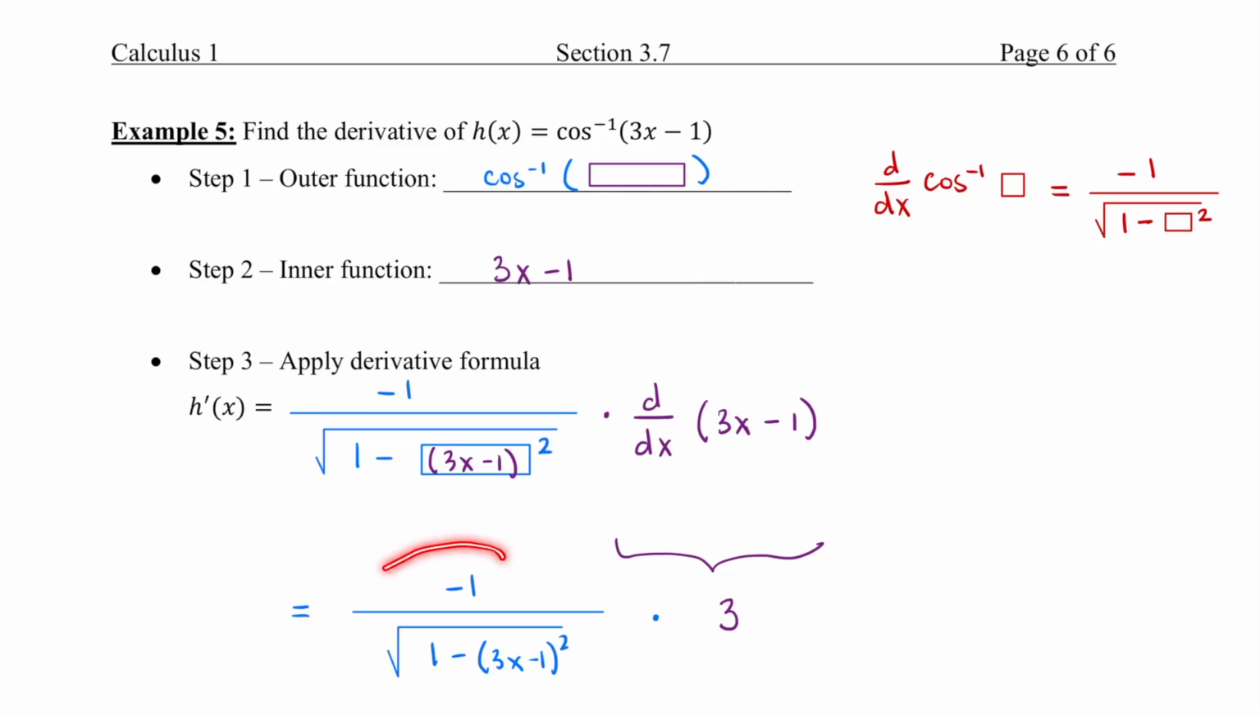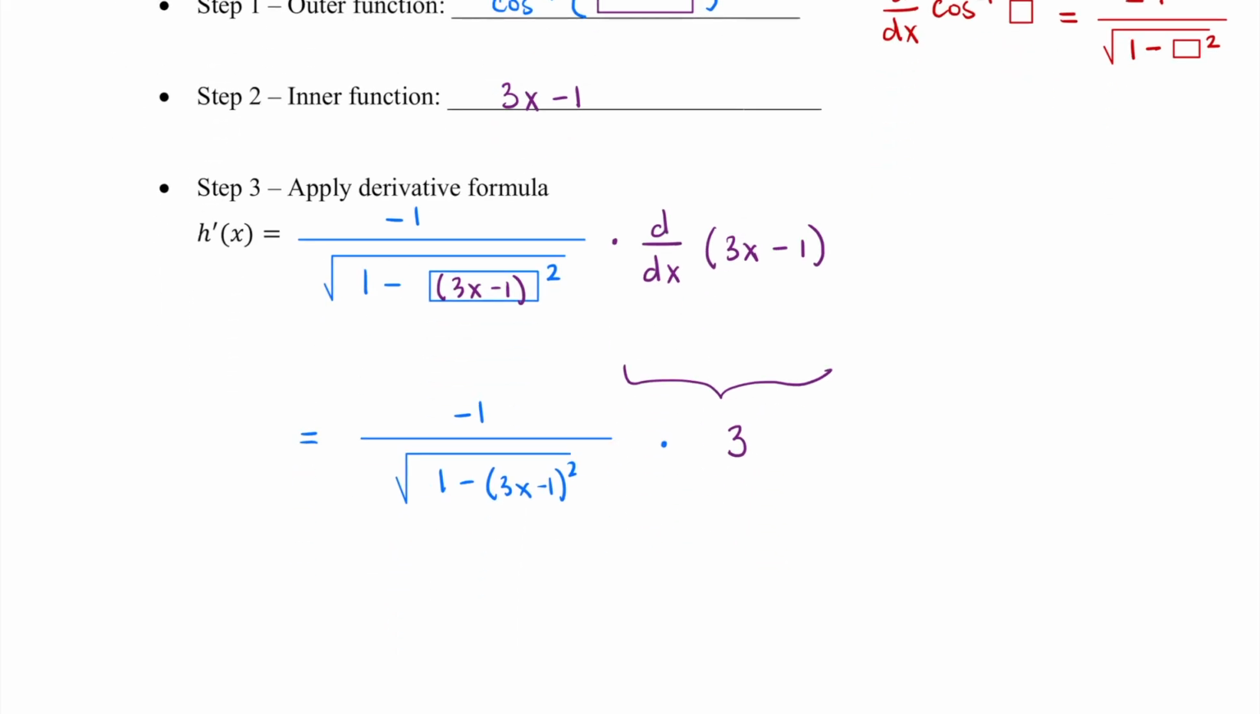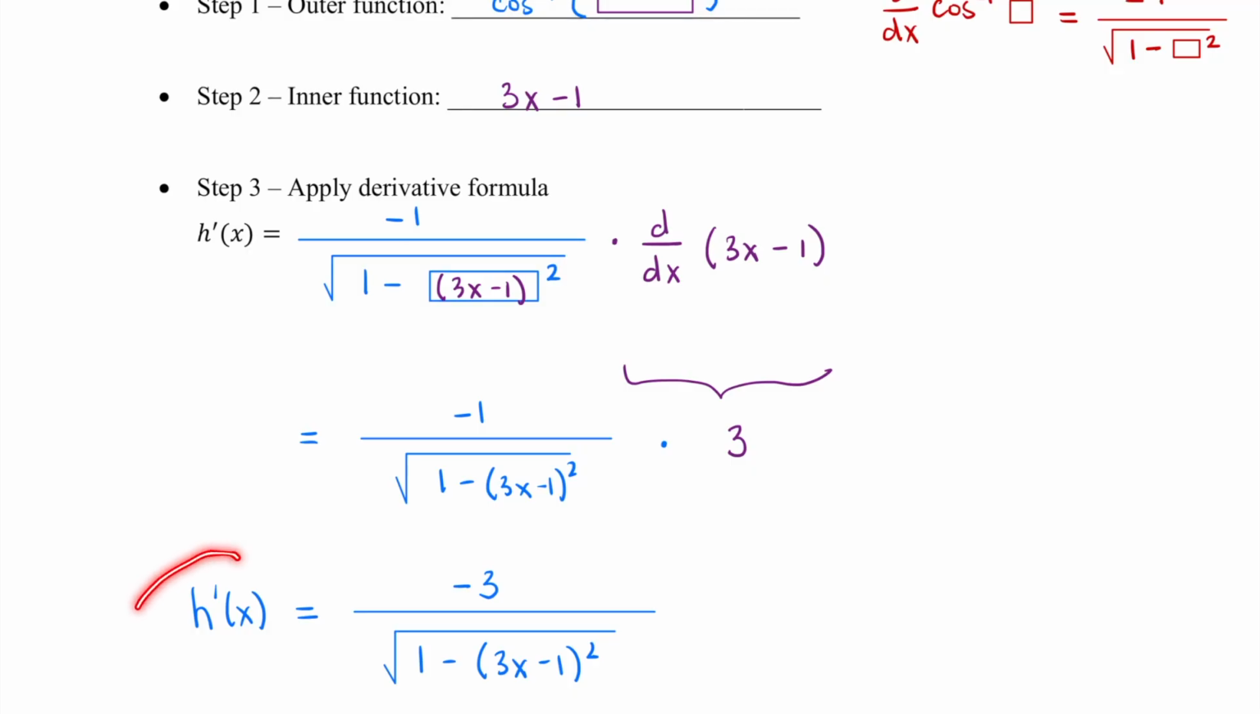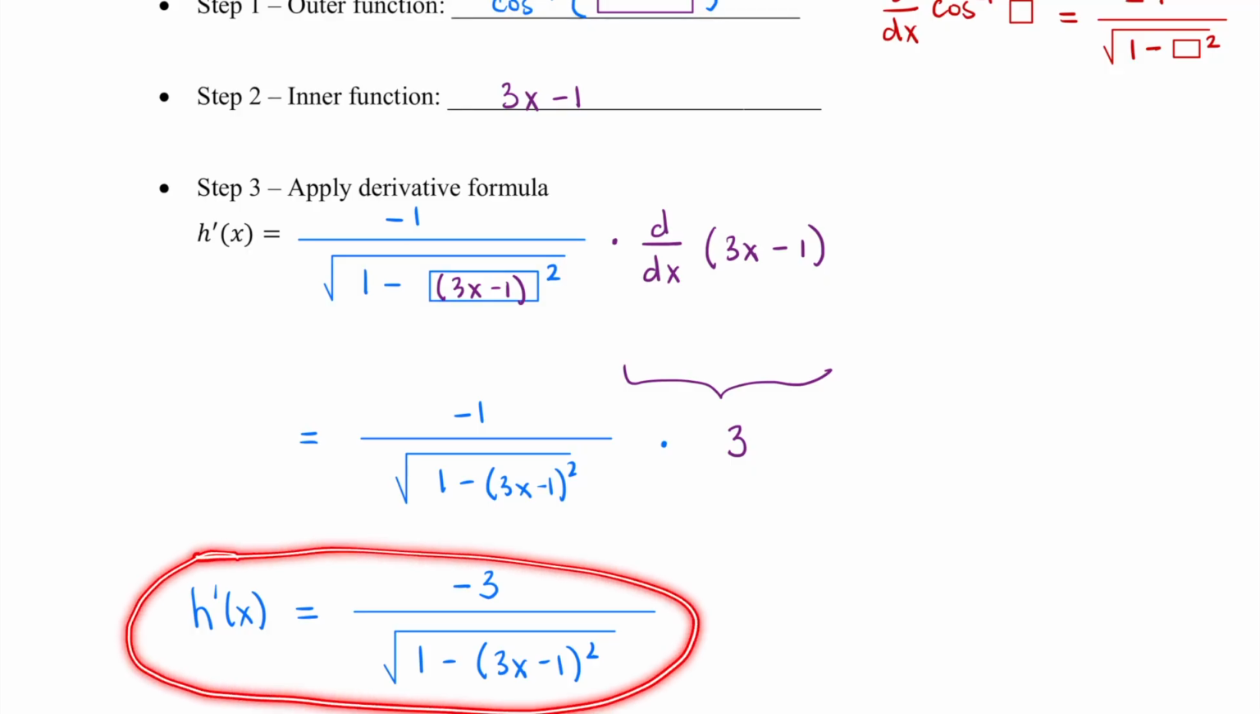So I have -1 over the square root of 1 minus 3x minus 1 squared times 3. And I can simplify this by taking -1 multiplied by 3, which is -3. So the derivative of h of x is -3 divided by square root of 1 minus 3x minus 1 squared.